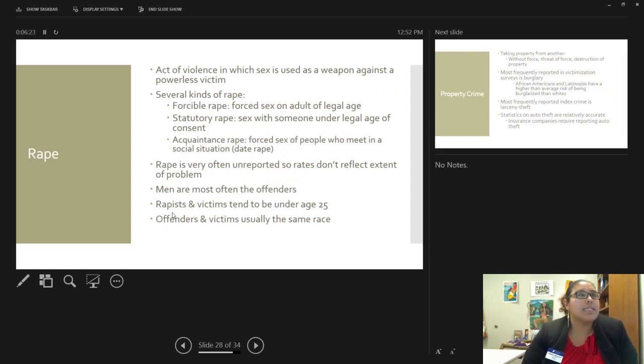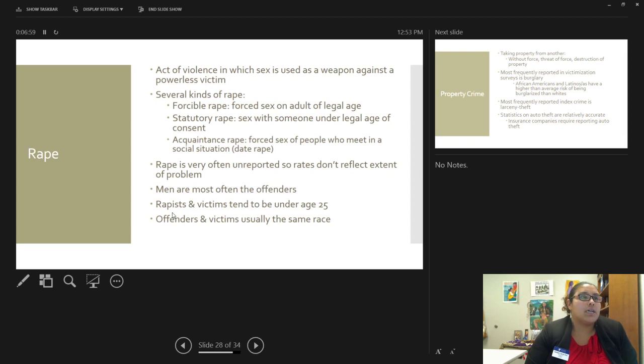Rape. So rape is the act of violence in which sex is used as a weapon against a powerless victim. There are several kinds of rape: forcible rape, forced sex on an adult of a legal age; statutory rape, sex with someone under the legal age of consent; acquaintance rape, forced sex of people who meet in a social situation, something like date rape. And rape often goes unreported, so the rates don't reflect the extent of the problem.